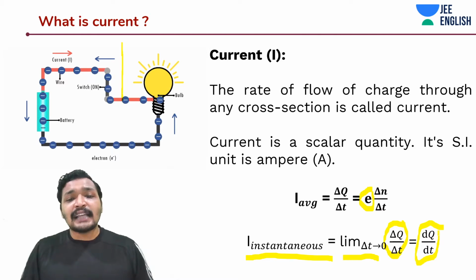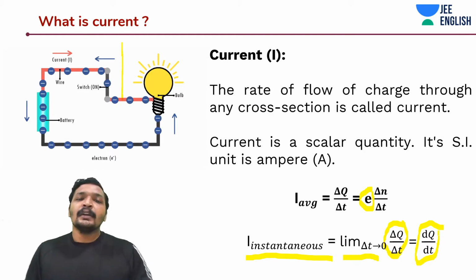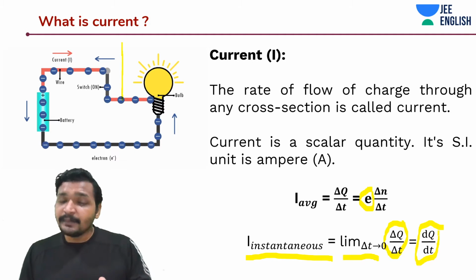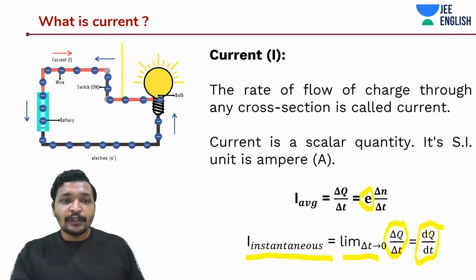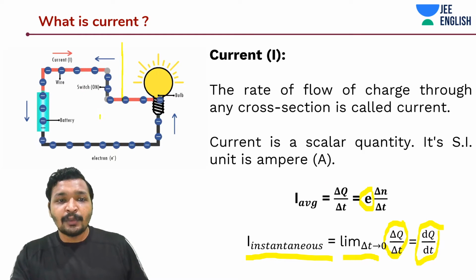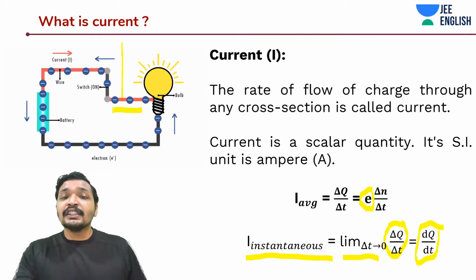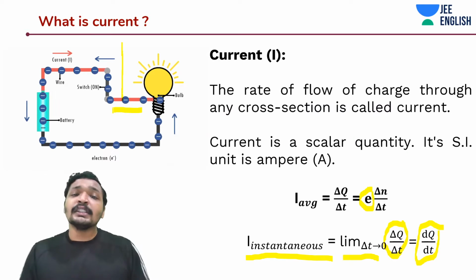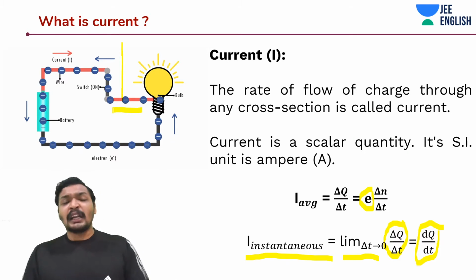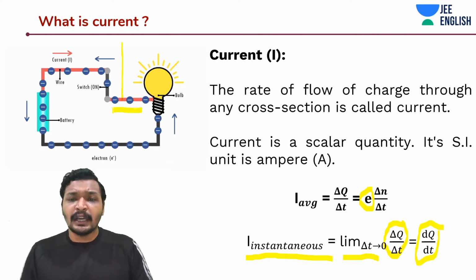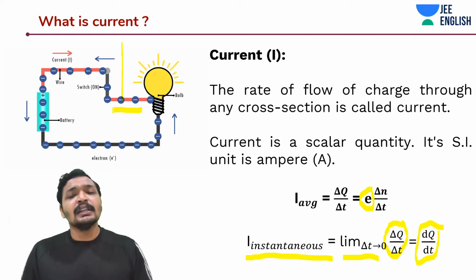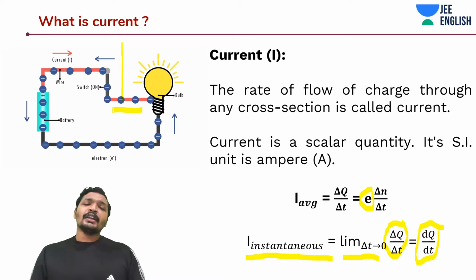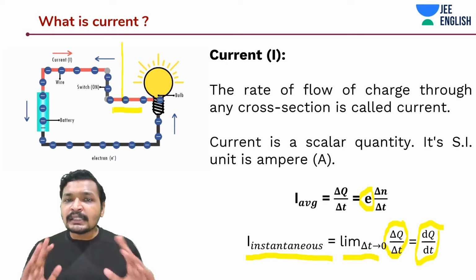And the SI unit of current is amperes, and current is a scalar quantity even though it has a direction. So understand this point, guys. Current has a direction, isn't it? Like in this case, I told you electrons are flowing in this direction along the wire, but current has a direction which is opposite to the flow of electrons. I just want to make this point clear again. The direction of current is opposite to the flow of electrons. And current is the rate of flow of charge, which means flow of charge per unit time through any cross section. And this is about current, guys.